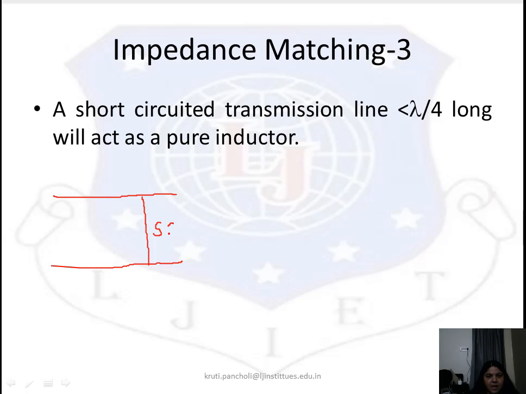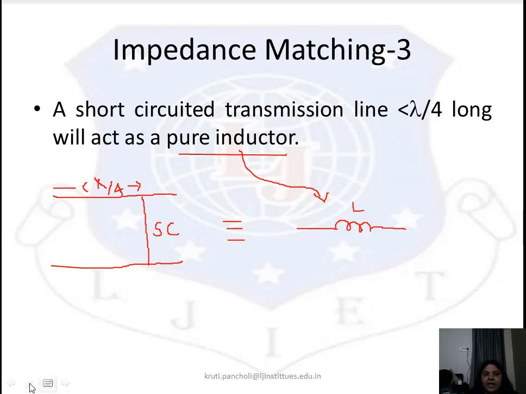It is less than lambda by 4. So I am writing here it's a less than lambda by 4 line. Okay, and which is short circuited. So this kind of line will act as a pure inductor. So this is what? The pure inductor. So we have to keep in mind while we are doing the analysis of any transmission line.